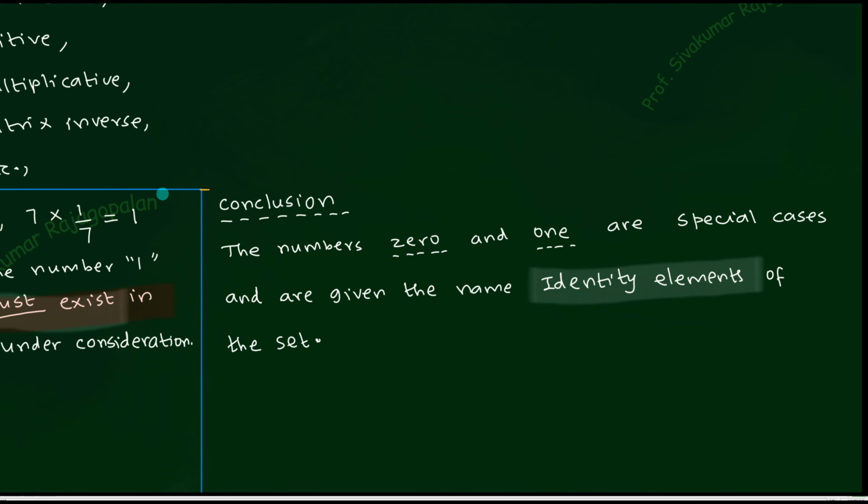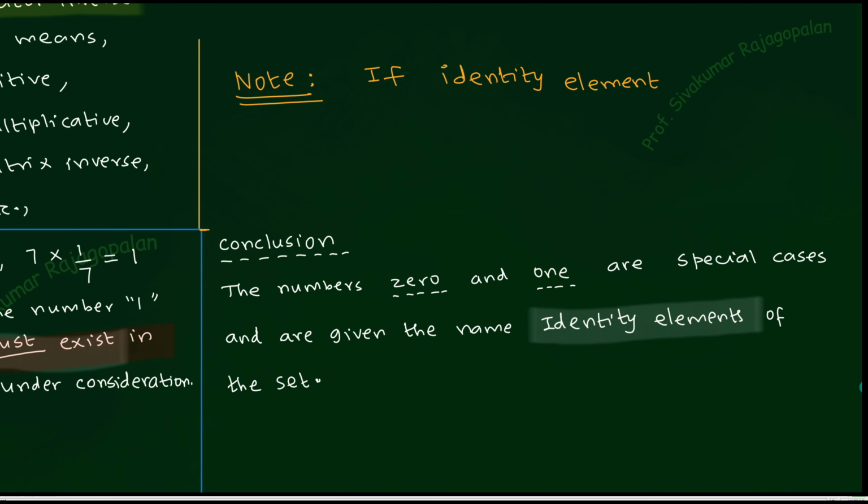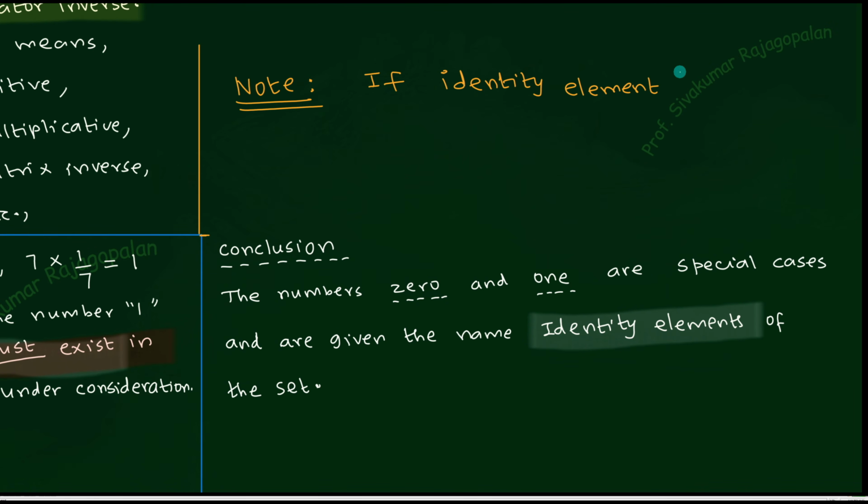So that point I will write down separately. Note: what is the symbol given to the identity element? The identity element is generally denoted by the symbol E, because we do not know whether it is 1 or 0. Only if the operator is known to you can the identity element be understood. Until that, we keep the symbol E. Therefore, small letter e is used for denoting the identity element.